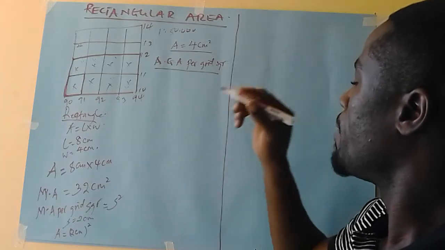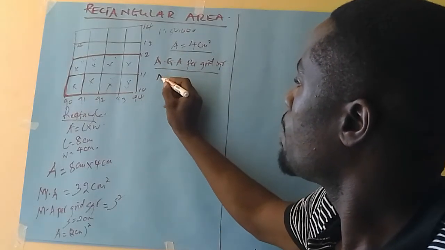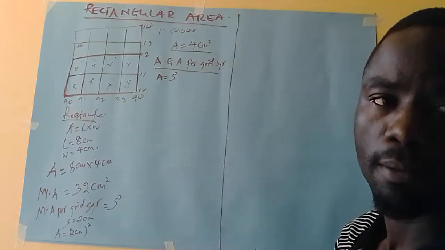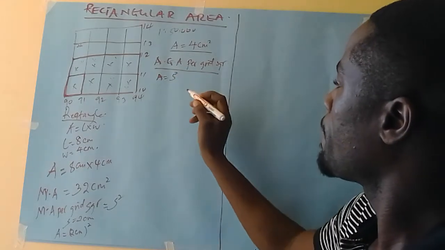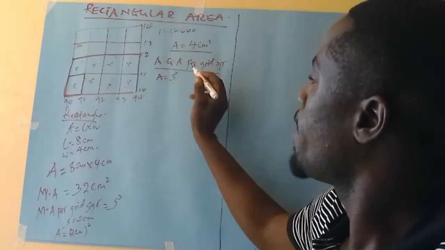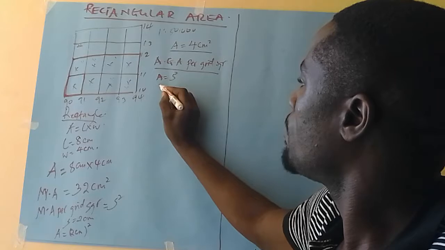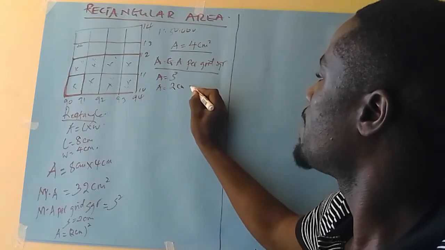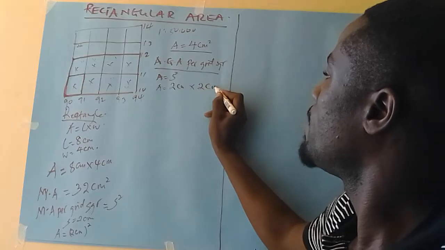How do we get this one? We know that the area of a square is side squared, that is the formula. That is known. We also know that the side of a square is 2 centimeters. So here we are going to have area equal to 2 centimeters times 2 centimeters.